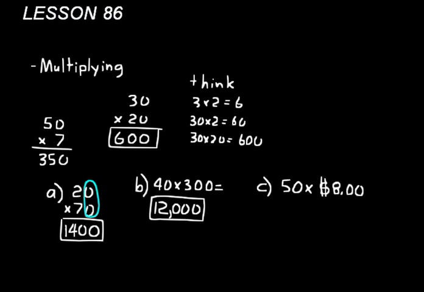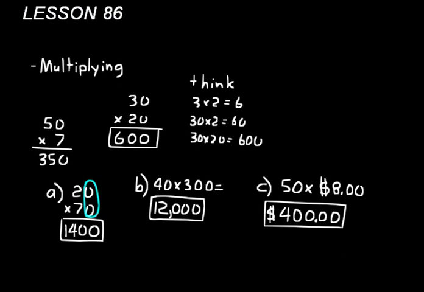Okay, look at C, 50 times $8. Now we think of that as 800 cents, right, while we're doing the problem. And we have 5 times 8, so that's 40. Now we have 3 zeros up there, right? So let's add those on. And now go ahead and put our decimal point to separate dollars and cents. 50 times $8 is equal to $400. Okay, I mean, just think about it. 50 8 times. That'd be 50, 100, 150, 200, 250, 300, 350, $400.